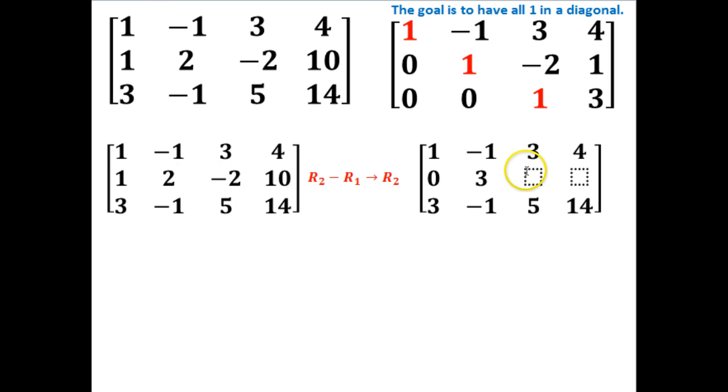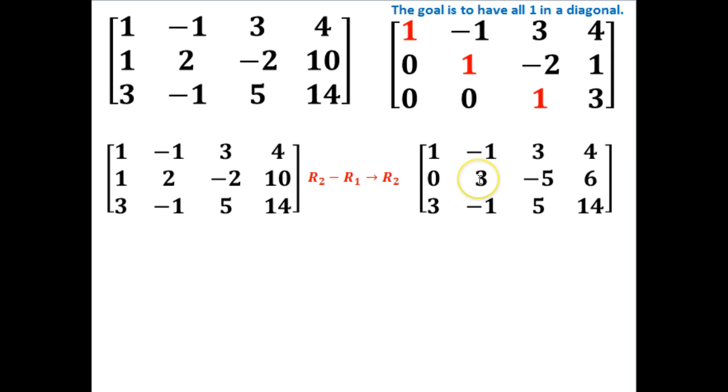-2 minus 3, and that will go right here. That would be a -5. 10 minus 4 will yield me a 6. Okay, so there we go. I've got a brand new second equation, and so far so good. I'm getting closer to this one. I've got a 0 right here. So that's working out pretty good for me.